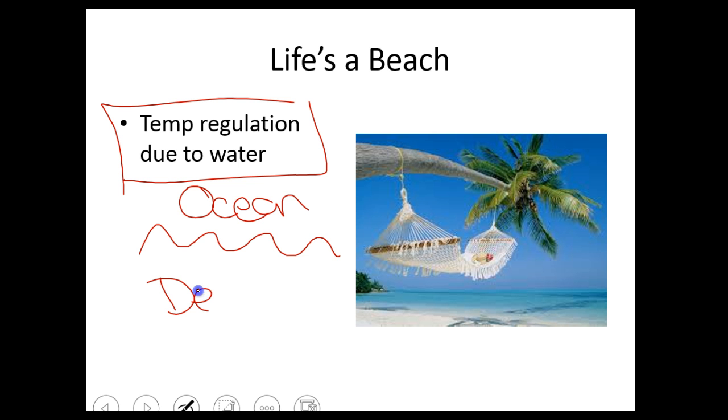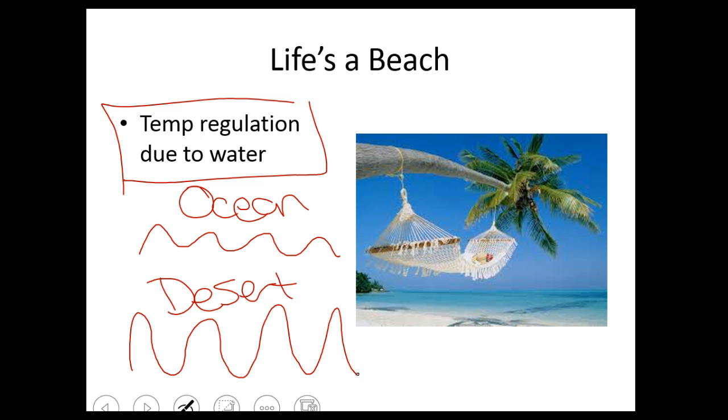Whereas in the desert, like Rangeley, we get really high highs and really, really low lows, and we get these big fluctuations in temperature on a daily basis because we don't have the water there to absorb the heat energy. Water is able to absorb a lot of that heat energy on the ocean side, thus regulating the daily temperatures in those areas.